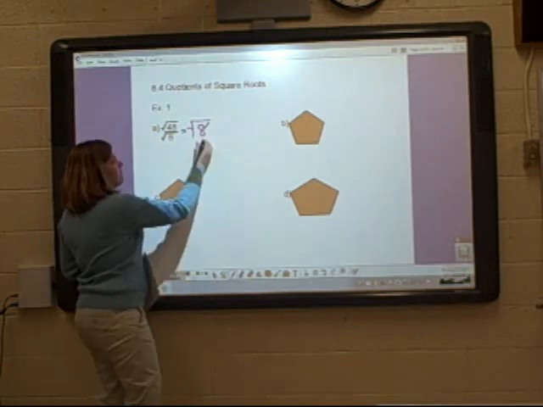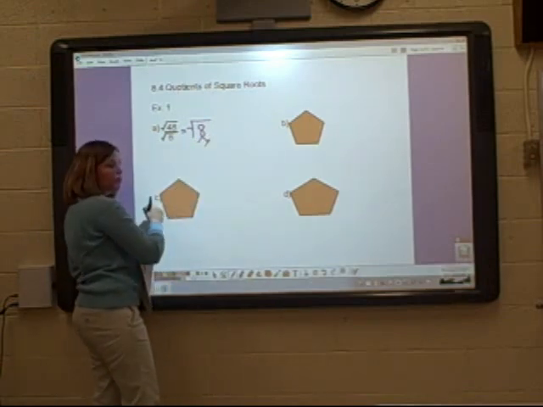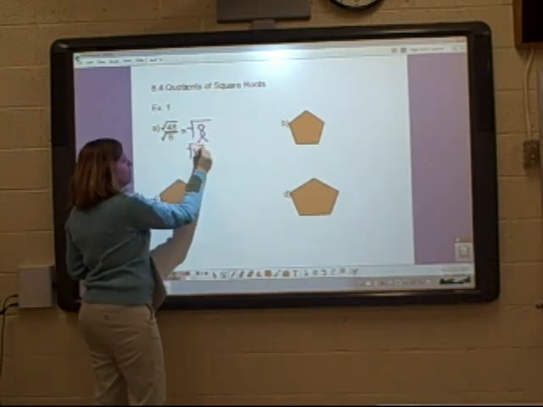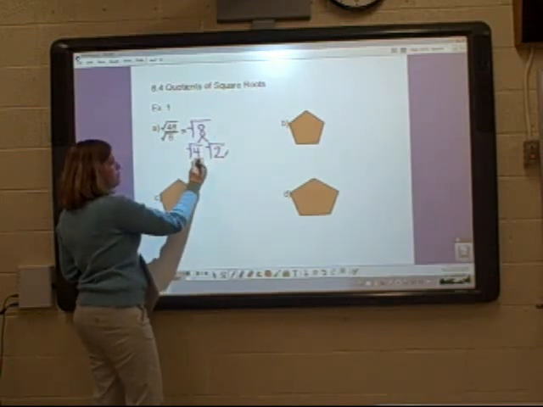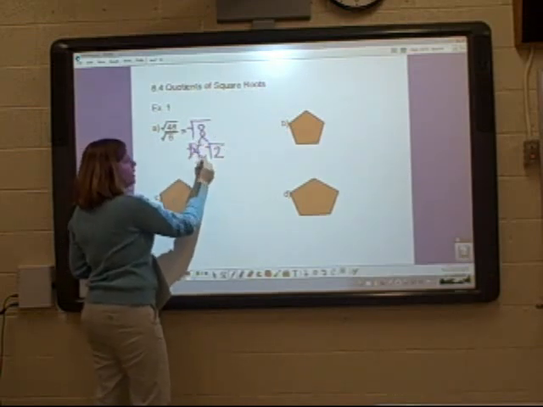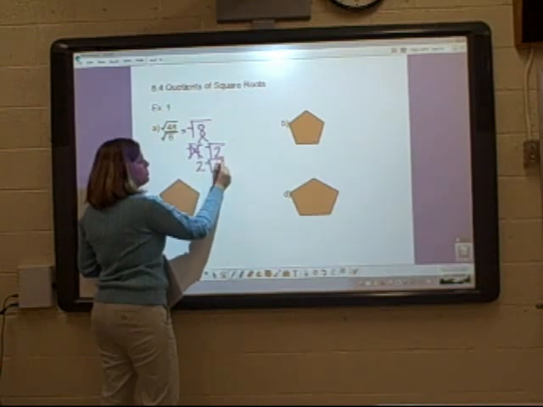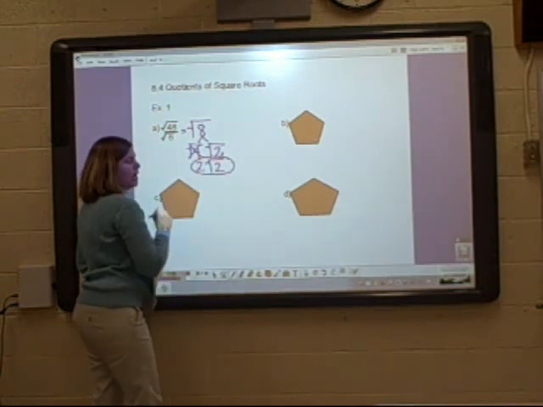The square root of 8 would break down into the perfect square of 4 times the square root of 2. The square root of 4 is 2, so we would have 2 root 2 as our answer.